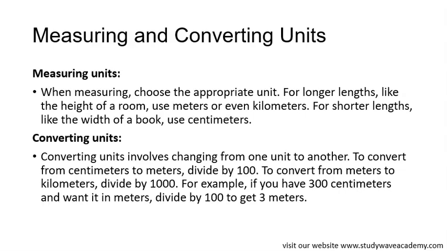Now, converting units involves changing from one unit to another. To convert from centimeters to meters, you divide by 100. To convert from meters to kilometers, you divide by 1000. For example, if you have 300 centimeters and you want it to be in meters, you divide by 100 to get 3 meters. Do you understand that?